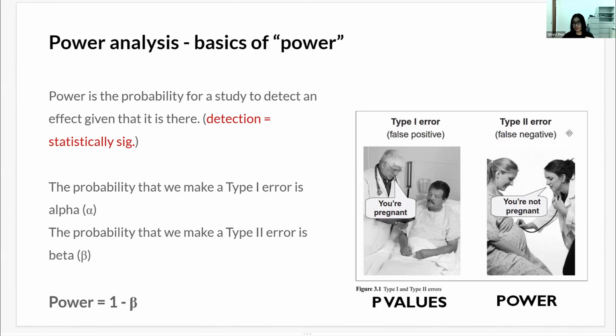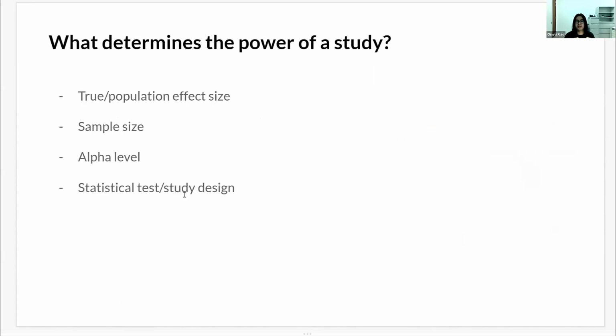There is an effect. That's the assumption that we have when we discuss type 2 error. There is an effect, and the chance that we miss it is beta. The chance that we detect it is then power. So it's 1 minus beta. And then what determines the power of a study? First is the true population effect size.